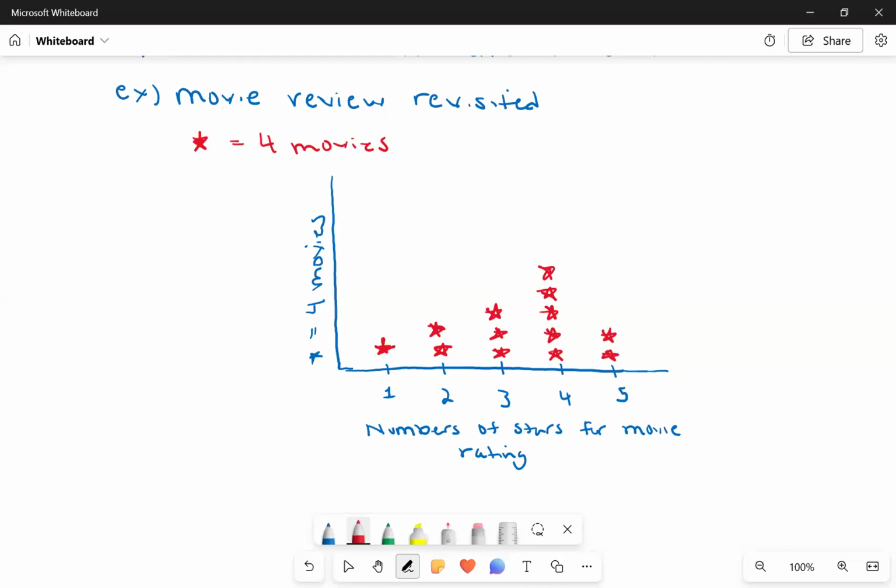Now you can be clever and maybe say, okay, instead of using a star, because I'm using that word a couple times in this problem, maybe I could do a film reel, right? That's supposed to be a film reel. Or something like that. And each film reel represents 4 movies. That could be the idea. But it's a cuter way of representing a bar graph.